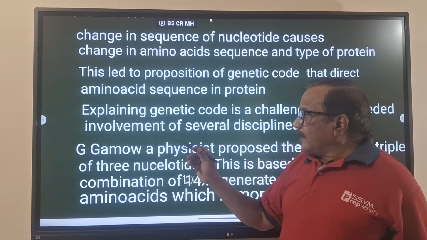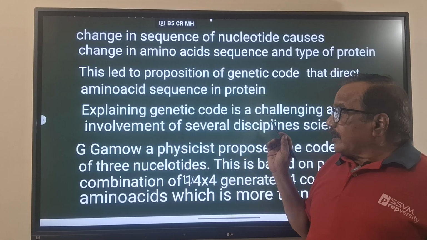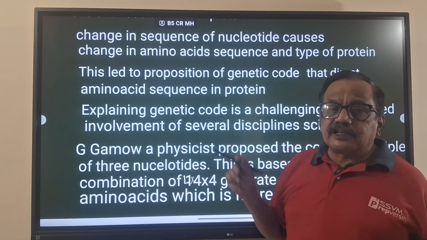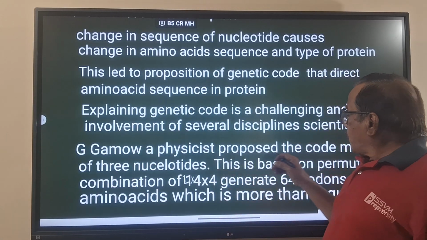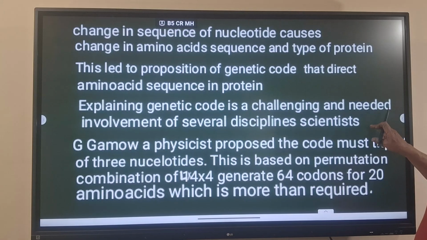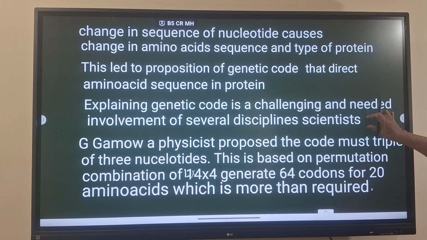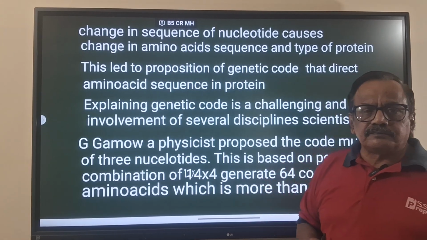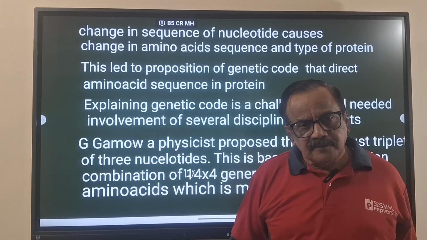With the involvement of scientists of all disciplines, Gamow, who was a physicist, proposed that the code must be triplet. This is one of the important points, and it is the model which we are following now. So it was first proposed by Gamow. This question was given in NEET last year.